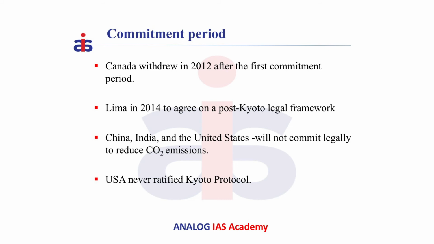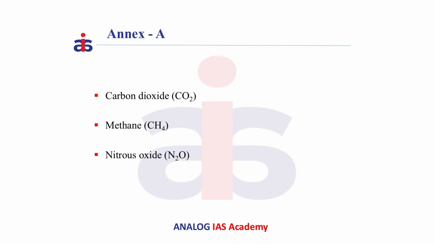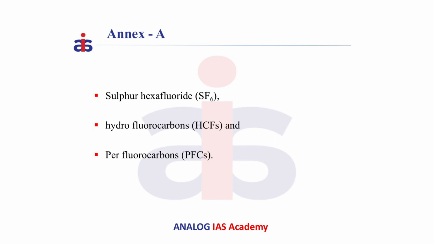Negotiations were held in Lima in 2014 to agree on a post-Kyoto legal framework that would obligate all the major polluters to pay for carbon dioxide emissions. China, India and USA have all signaled that they will not ratify any treaty that will commit them legally to reduce carbon dioxide emissions. Also, USA never ratified Kyoto Protocol. Next, the greenhouse gases that come under Annex A are carbon dioxide, methane, nitrous oxide, sulfur hexafluoride, hydrofluorocarbons and perfluorocarbons.